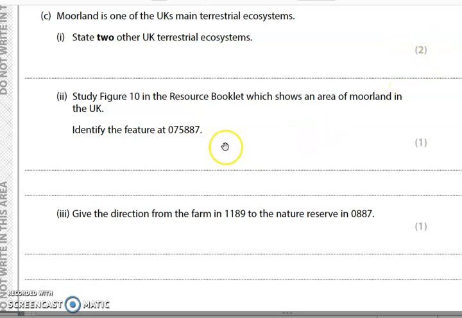Now the next 2 questions relate to figure 10 in the resource booklet, which shows an area of moorland in the UK. Now here we're going to have to use our geographical map skills, so it's important that you know how to read and give 4 and 6 figure grid references and things like scale, and be able to read a key.